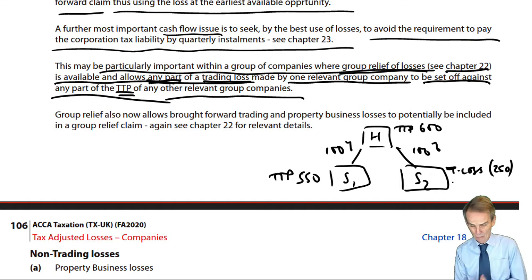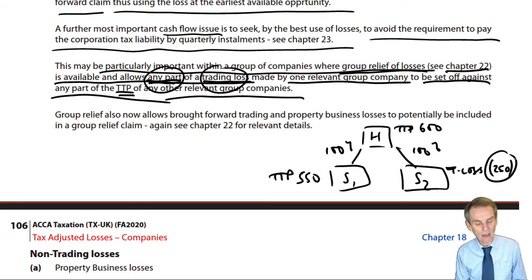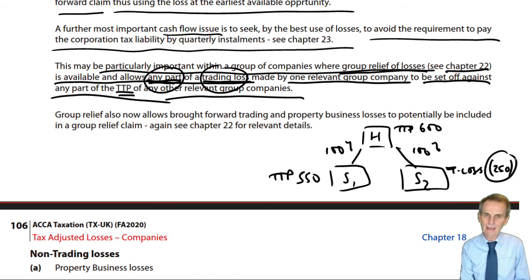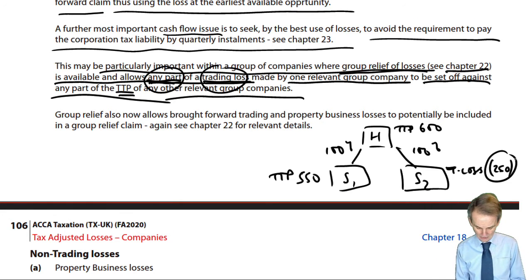But what group relief does, and you will see in Chapter 22, is to allow, as we've just said, any part of a trading loss. So any part of that trading loss of 250, all of it, some of it, none of it, up to you, may be used in terms of group relief. Now, the point that I'm making to you here is again about avoiding quarterly instalment payments.